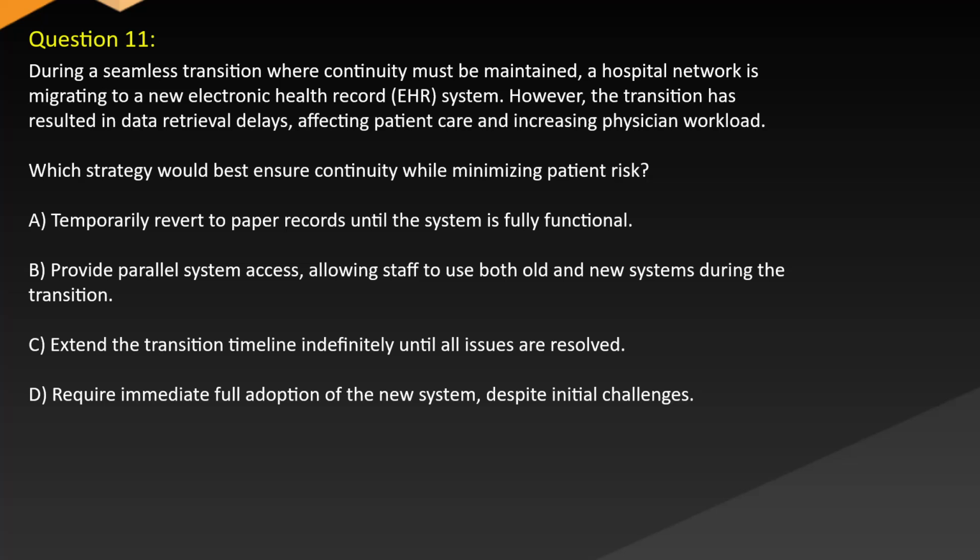A. Temporarily revert to paper records until the system is fully functional. B. Provide parallel system access, allowing staff to use both old and new systems during the transition. C. Extend the transition timeline indefinitely until all issues are resolved. D. Require immediate full adoption of the new system despite initial challenges.